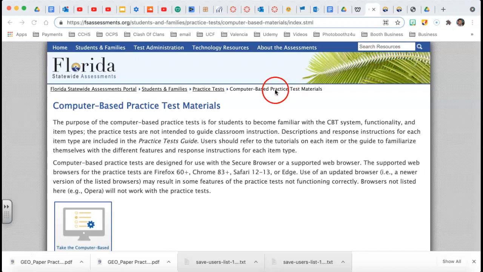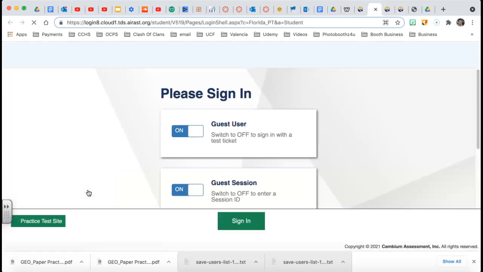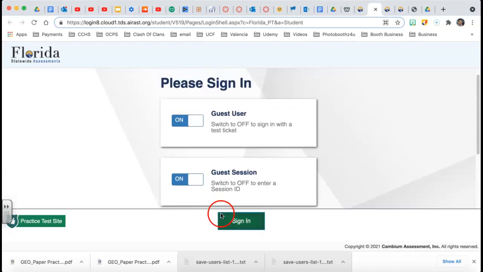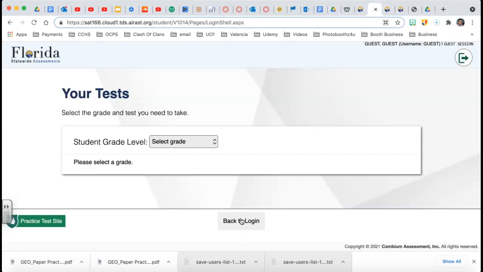Let's start. Again, we're in the fsaassessments.org computer-based practice test material. I'm going to go straight to take the computer-based practice test. This is the way you would start the test. We're going to sign in as a guest. All right, I'm not changing anything, just read through all, as a guest. The whole idea is to practice.